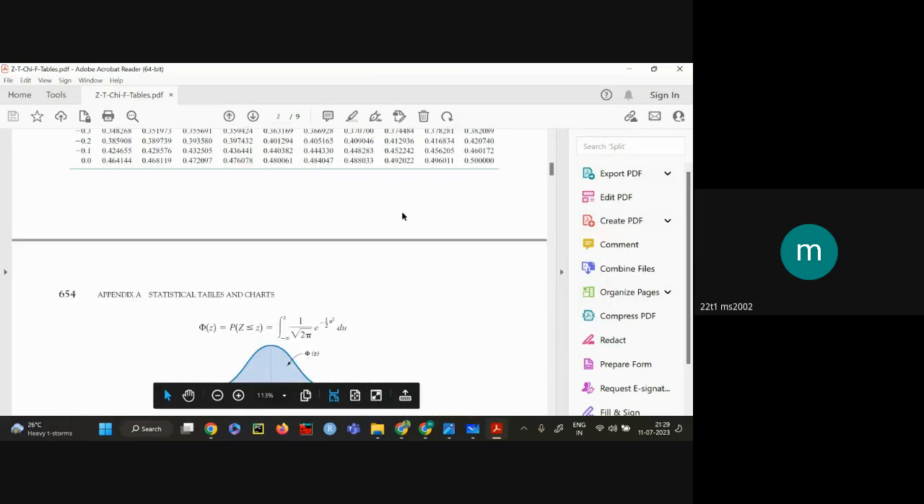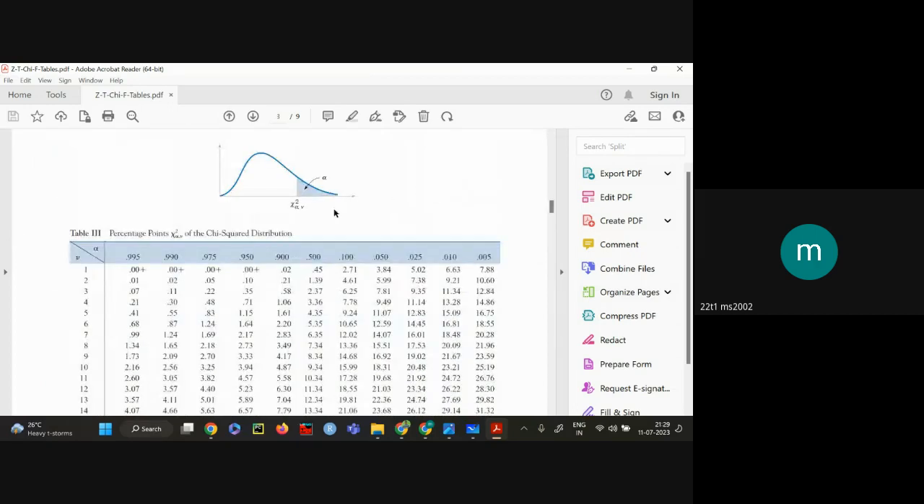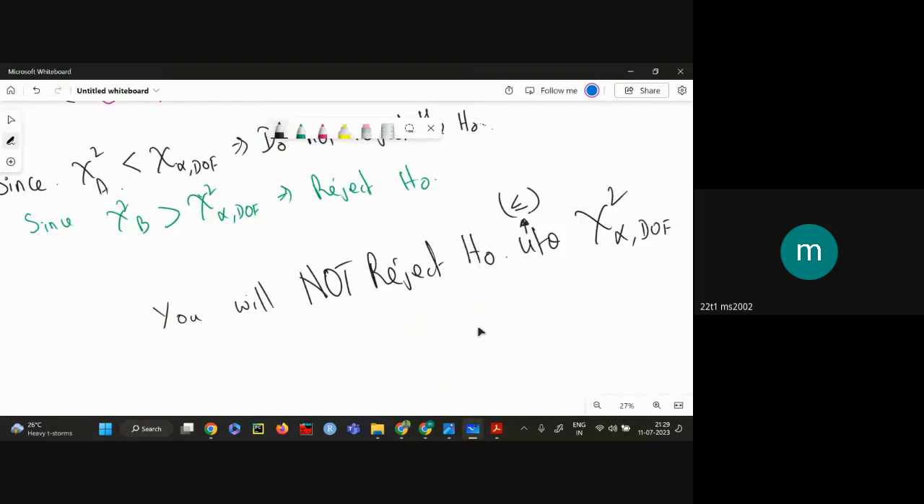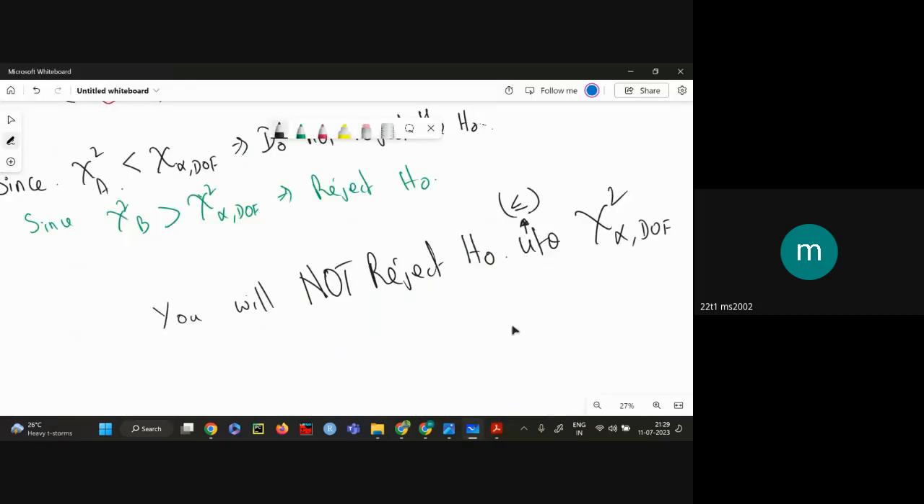Now we will know how good I am in drawing. This is the chi-square curve, not bad. So let's say you have 10 degrees of freedom, and at 10 degrees of freedom my computed chi-squared is, let's say, 5.